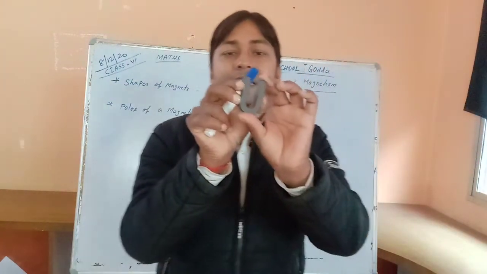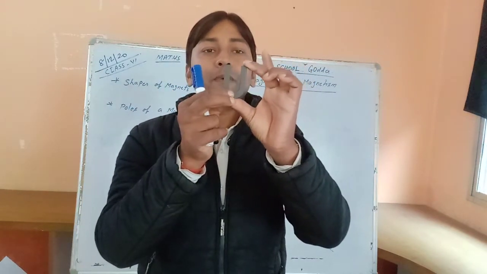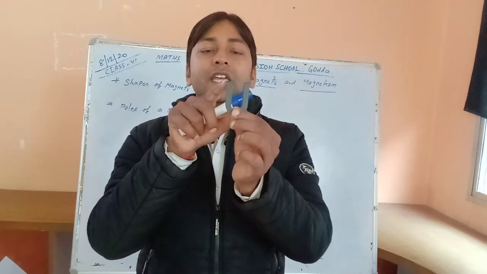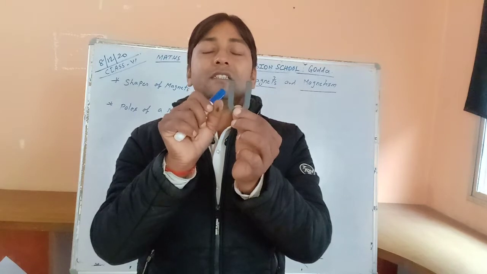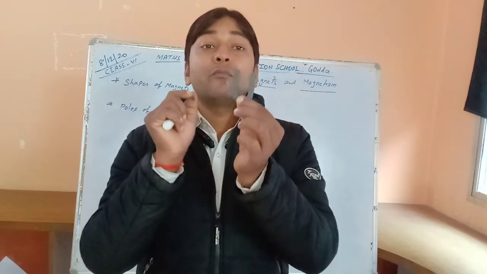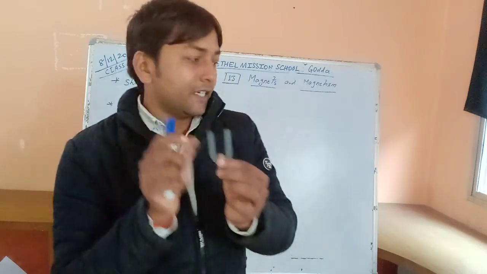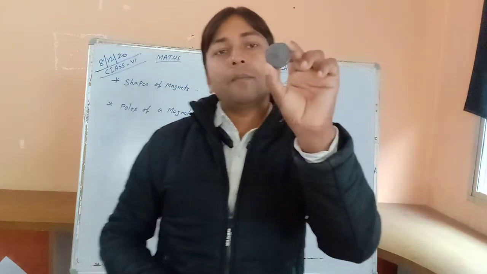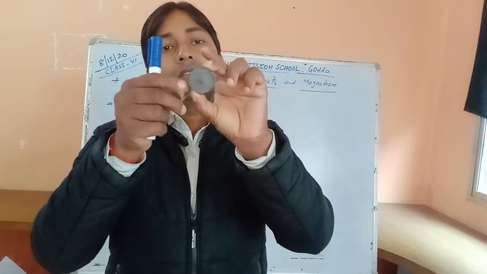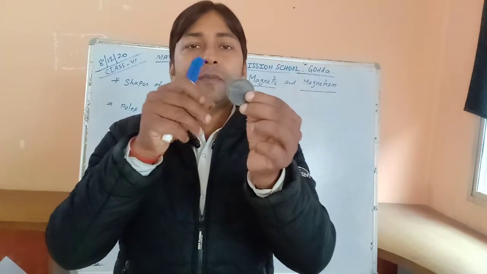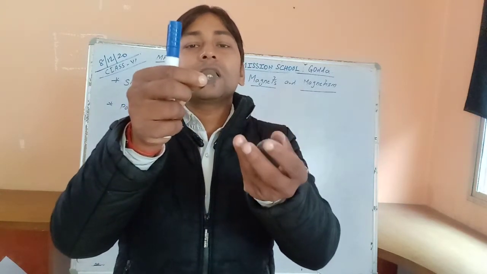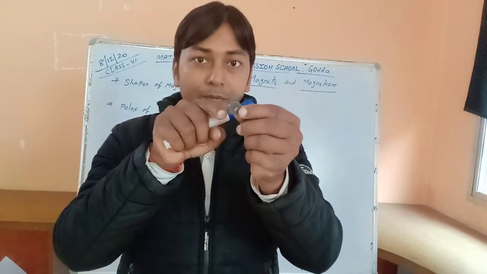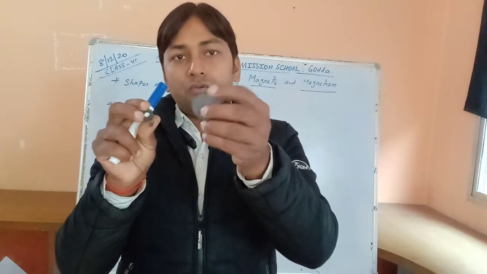Now third, that is in U shape. This is also a magnet and it is a U-shaped magnet. U shape, that's why it is called a U-shaped magnet. Also I show you, this is also a magnet. It is a round shape, you can say this is a circular magnet. The shape is circular, and this is also.